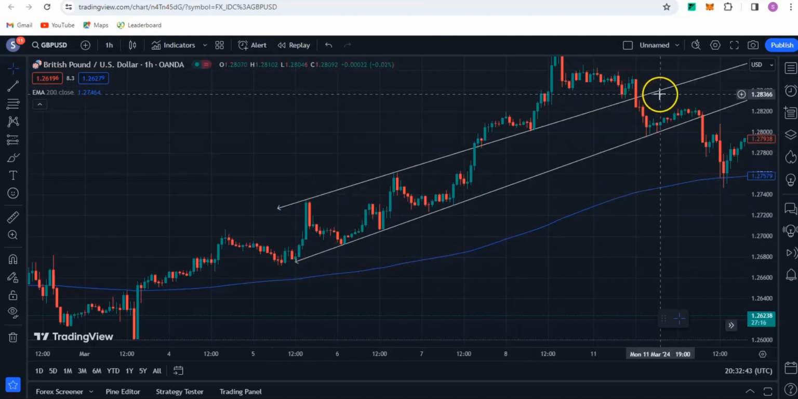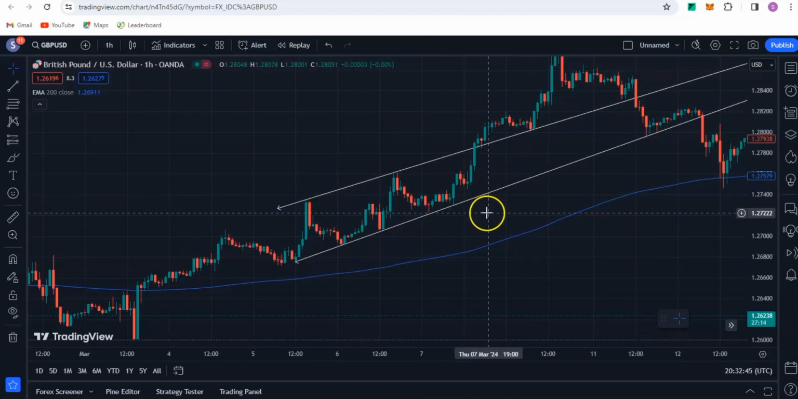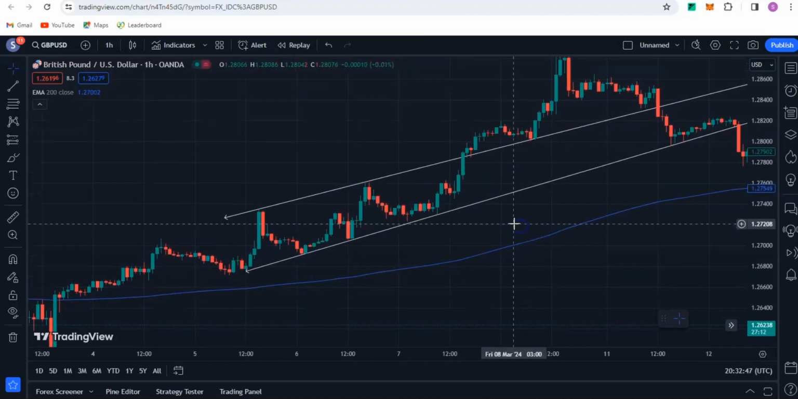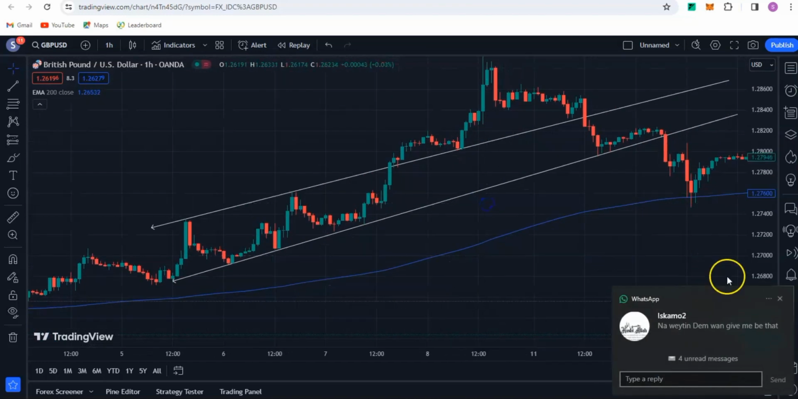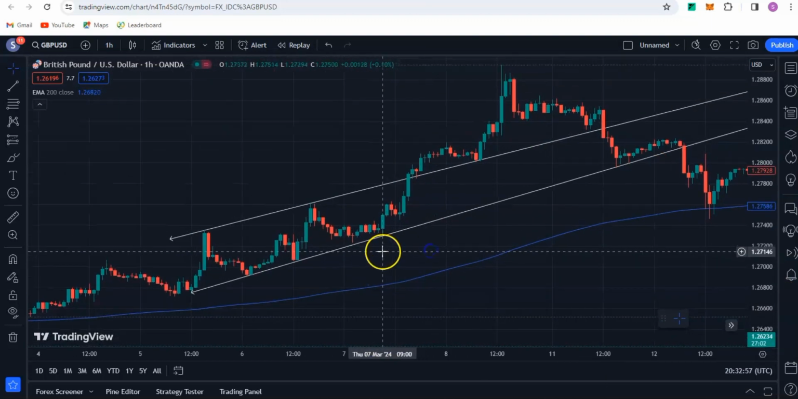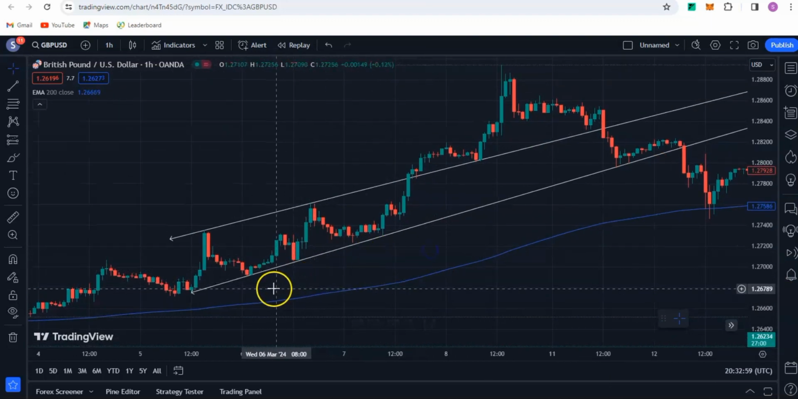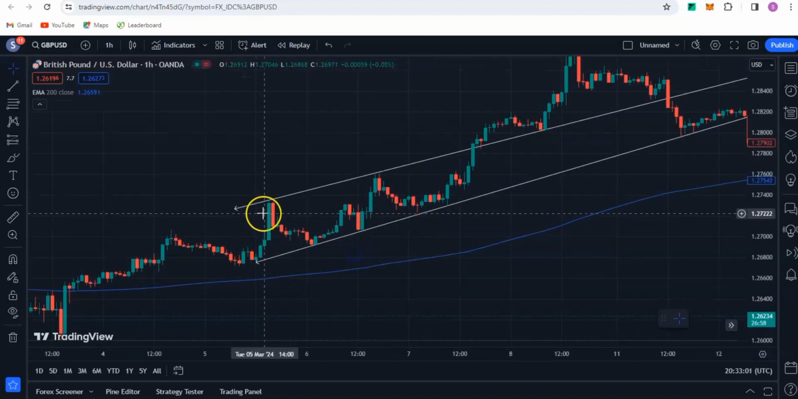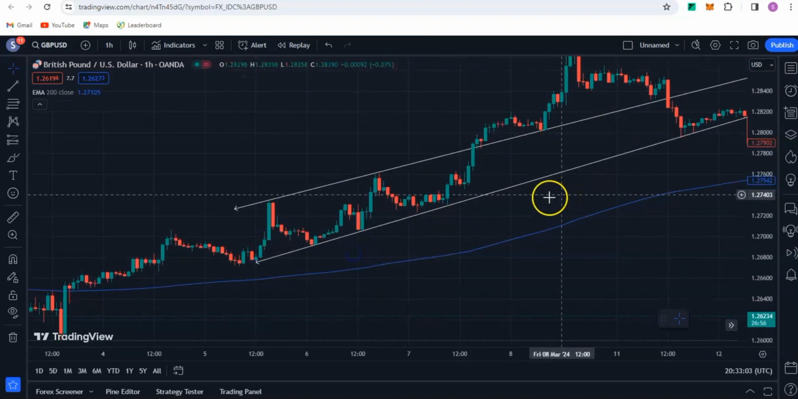You can see this is the one at the top, this is the one at the bottom here. Now let me show you something, how you can trade this trend line, and you'll be profitable from trading this. Now look at something here. We have this on top, we have this at the bottom.